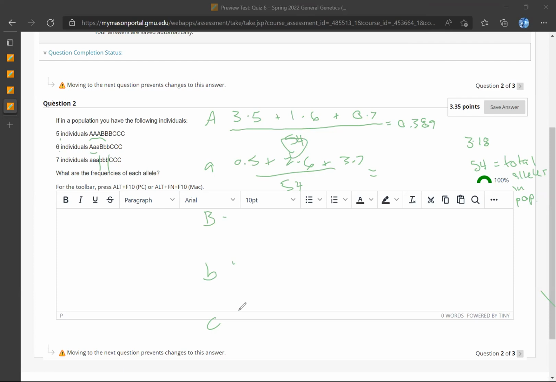So the reason we can't do a simple 1 minus 0.389 equals the lowercase a is because the uppercase a plus the lowercase a is not the total number. These do not comprise every allele within this population because there's also capital B, lowercase b, and capital C. So 1 should equal A plus a plus B plus b plus C. You can do it for the last one once you've found out all the others.